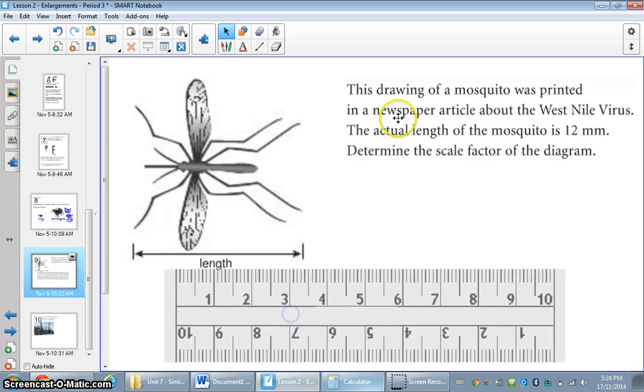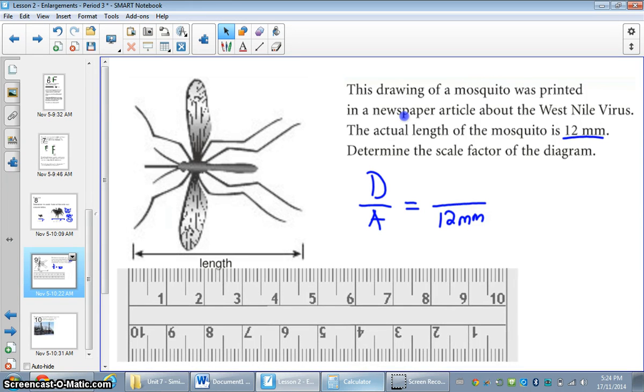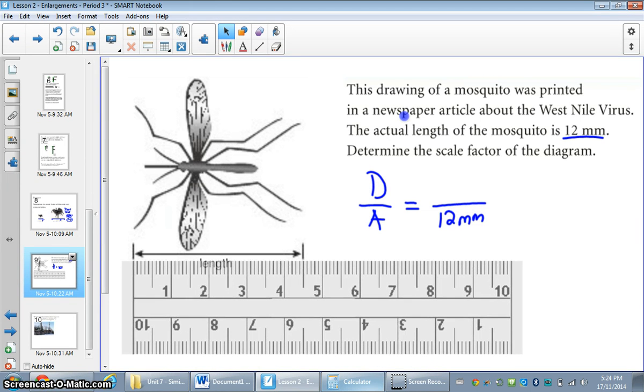This one here, it says this drawing of a mosquito was printed in a newspaper about West Nile virus. The actual length of the mosquito was 12 millimeters. So remember, we go diagram over actual, and we know that the actual length is 12 millimeters. We want to determine the scale factor, or how many times bigger the diagram is. So we need to measure the length of this mosquito here. So you line up your ruler, and we get all the way out here to 4.5 centimeters, which is the same thing as 45 millimeters.